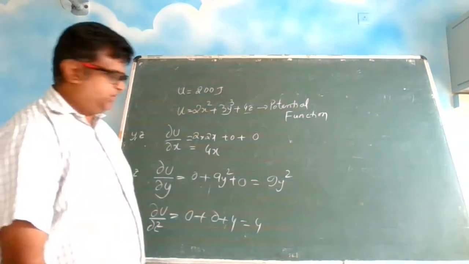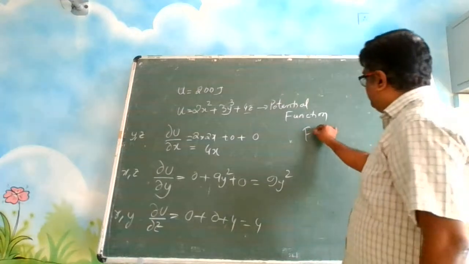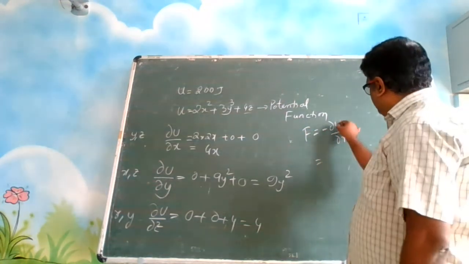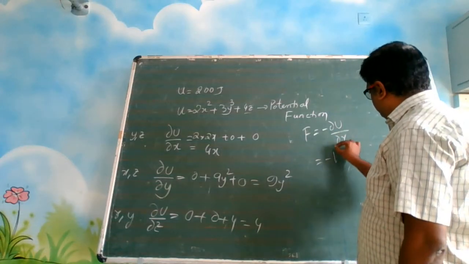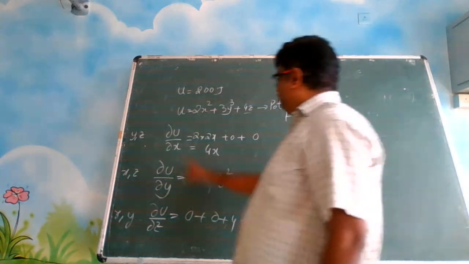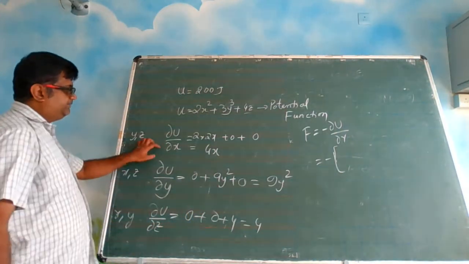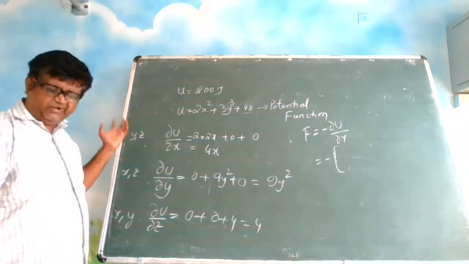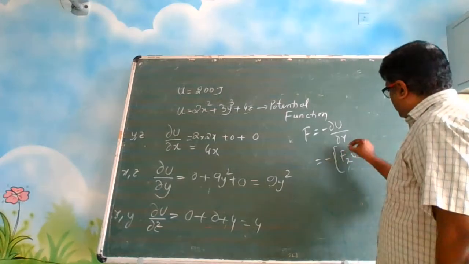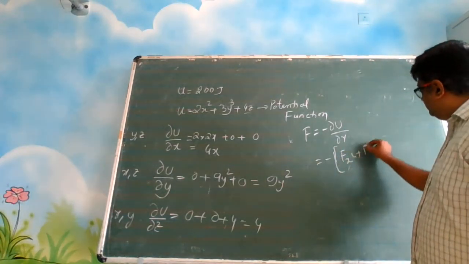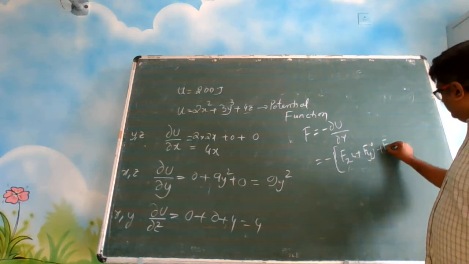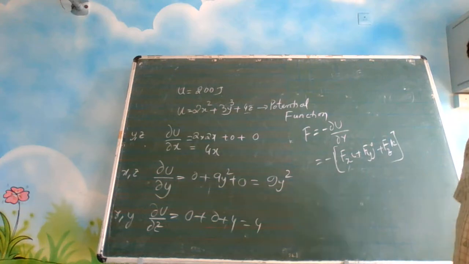So how to write the force now? What was the force? Formula: minus dou u by dou r. So keep this minus outside. You have calculated dou u by dou x. Okay. Dou u by dou x means what? You have calculated Fx. So Fx i plus Fy j plus Fz k. This is what you have found out.